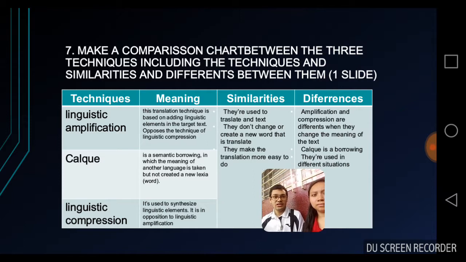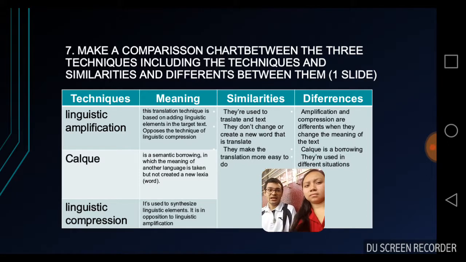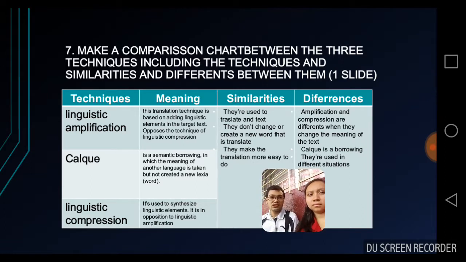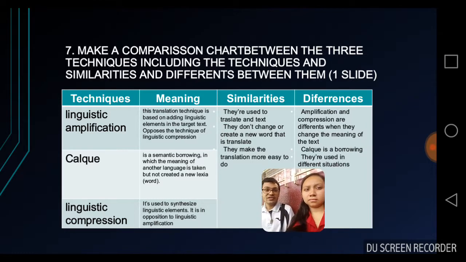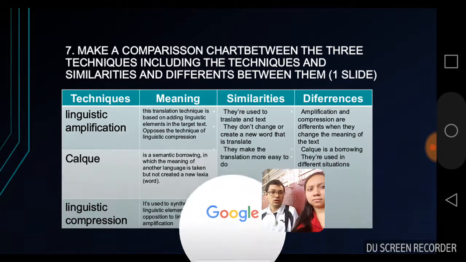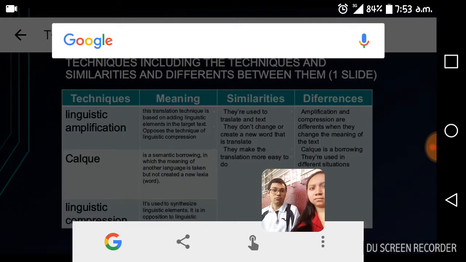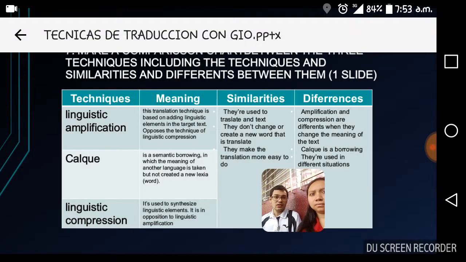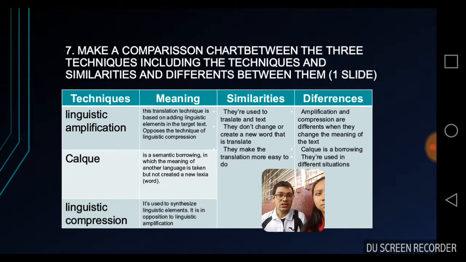A comparison. This is a chart that explains the similarities and differences between the three techniques. Some similarities are that they are used in translation, they don't change or create a new word, and they make the translation easier to do. And some differences are that amplification and compression are different when you change the meaning of the word. Calc is a borrowing, and they are used in different situations.